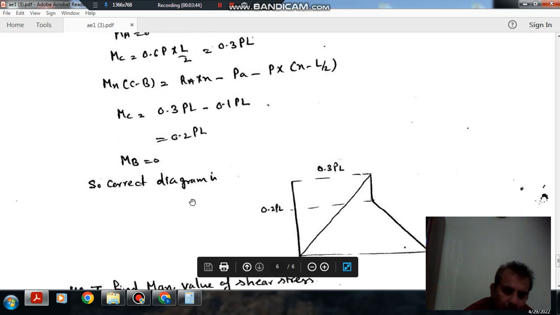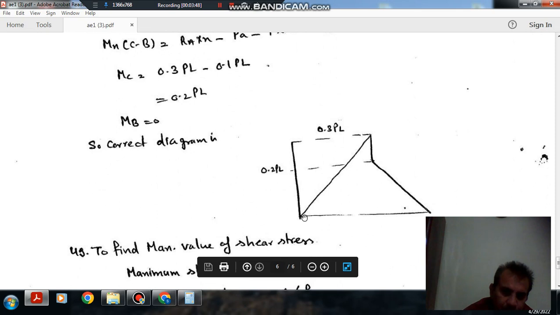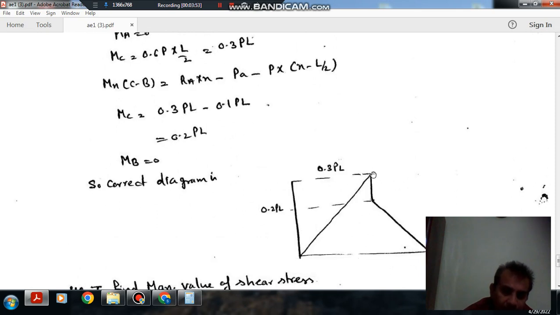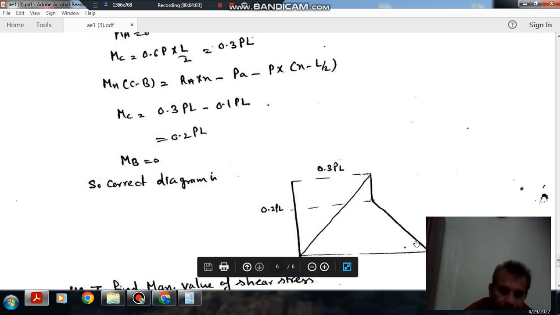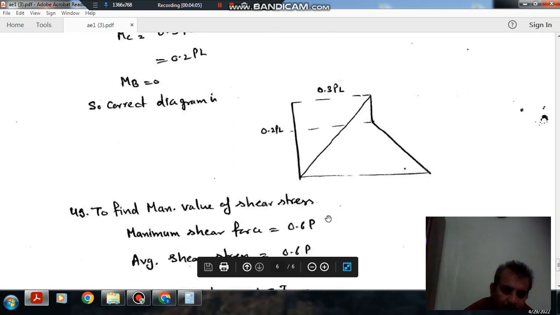So the variation of bending moment is linear, starting from 0, up to 0.3 PL, and then there is a sudden fall, that is it reaches 0.2 PL, and then there is a decrease. Okay, so this is your bending moment diagram.